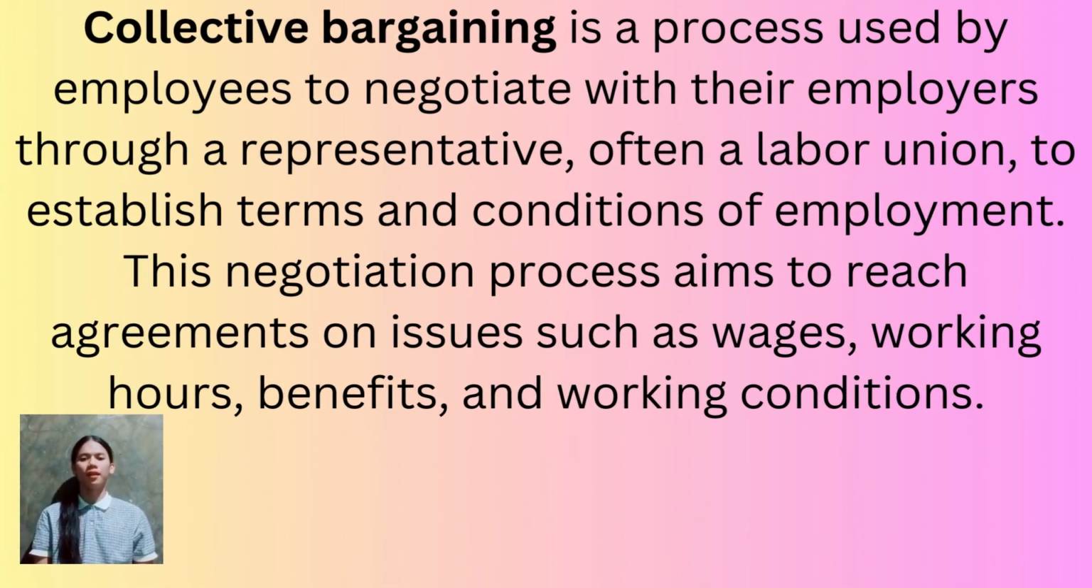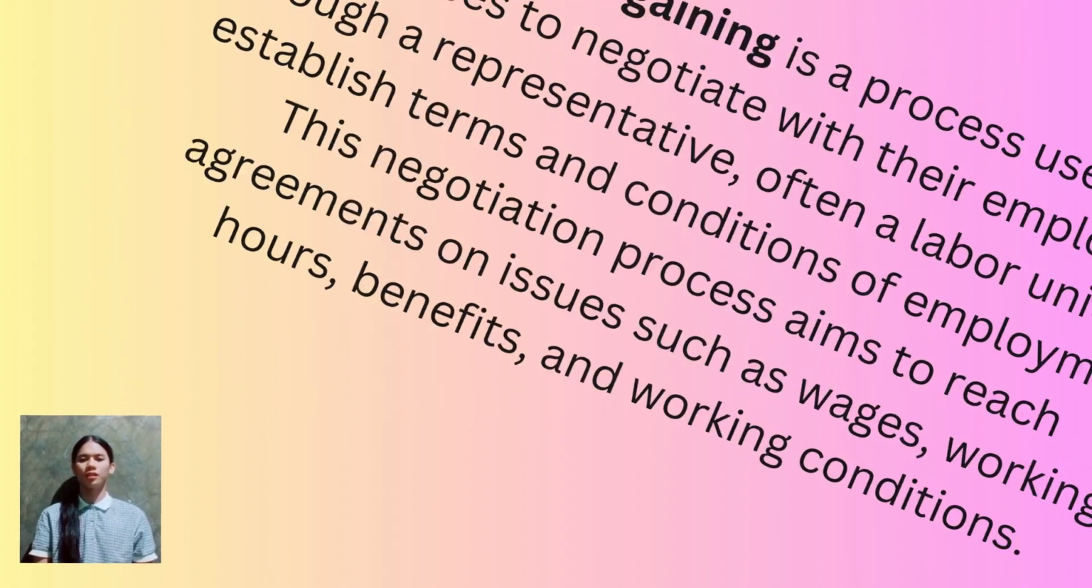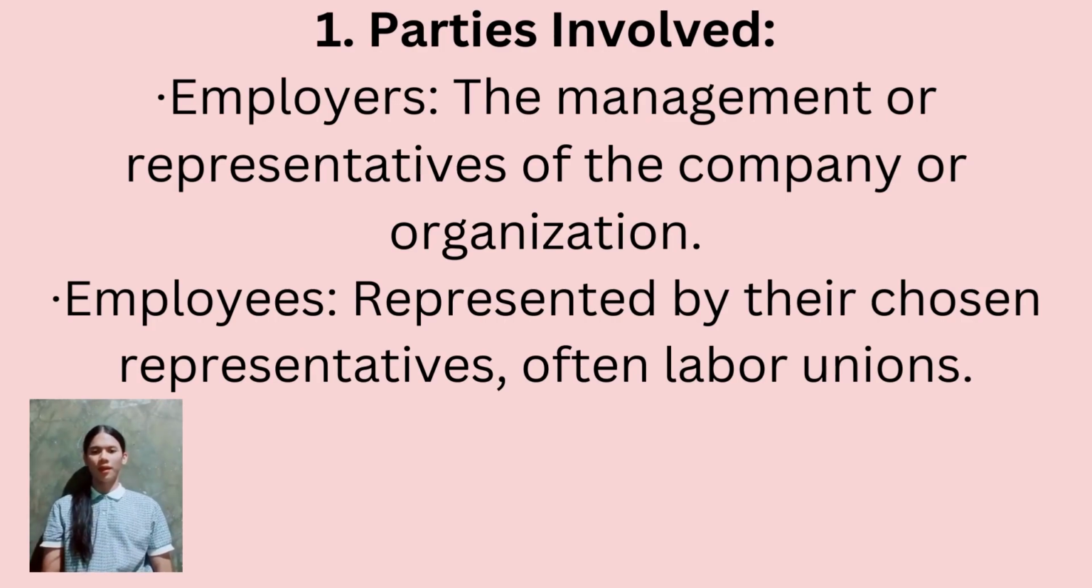Collective bargaining is a process used by employees to negotiate with their employers through a representative, often a labor union, to establish terms and conditions of employment. This negotiation process aims to reach agreements on such things as wages, working hours, benefits, and working conditions. And here are the elements involved in collective bargaining.